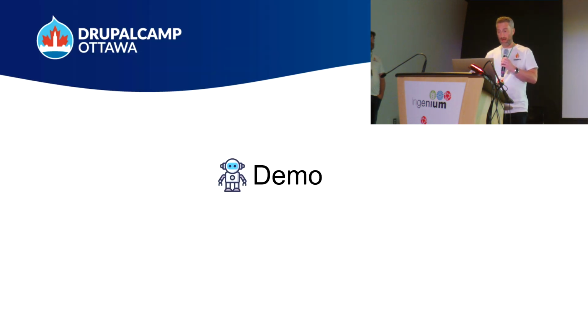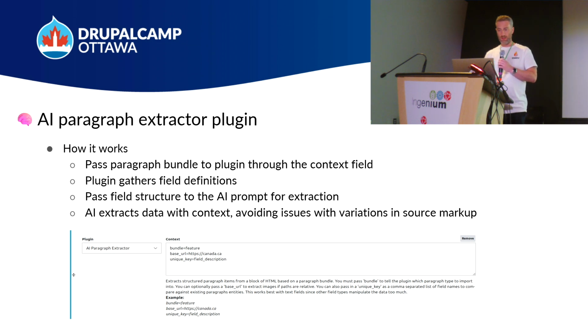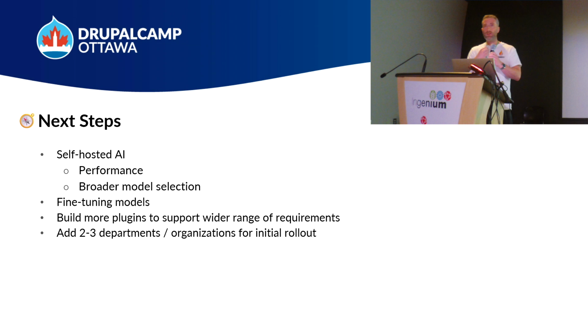So that's it for the demo. I already went through this paragraph extractor plugin while we were running it, so I'll just skip that. And so, what's next? Joseph and myself, we're currently looking into self-hosted AI models to help improve performance and give us a broader selection of models to use, maybe some models that are more specific to HTML and markup. Right now, our demo was on ChatGPT 3.5 Turbo, so there's a lot of room for improvement there as well. We're going to be looking at fine-tuning models to have a better context of what we're doing, and again to have models more specific for markup.